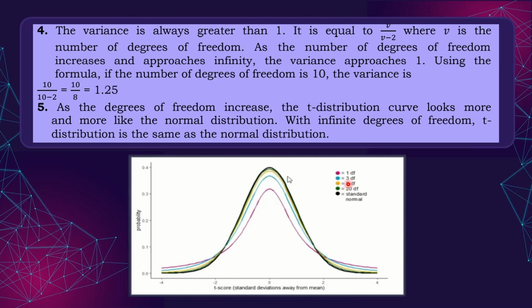Number 5, as the degrees of freedom increases, the T distribution curve looks more and more like the normal distribution. With infinite degrees of freedom, the T distribution is the same as the normal distribution. So katulad nga na sinabi dito, kapag yung value ng ating degrees of freedom lumalaki, it will look like the normal distribution. So parang papunta na siya sa pagiging normal distribution niya.